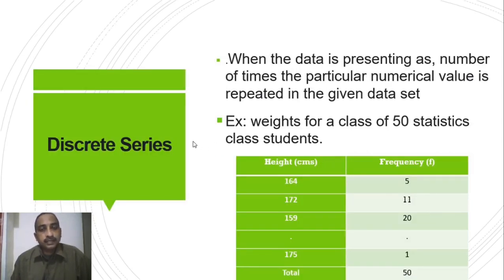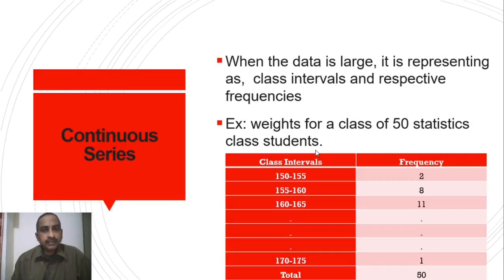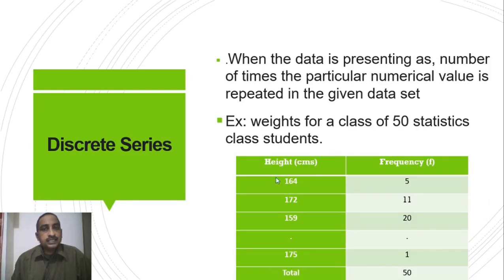The other one is grouped data. Grouped data can be represented as a discrete series as well as a continuous series. Let me explain that. What do we mean by discrete series? When the data is presented as the number of times a particular numerical value is repeated in the given data set. Suppose the heights for a class of 50 statistics students are taken. Here, the meaning of this is that 164 centimeters height is repeated 5 times out of 50 data points, right?